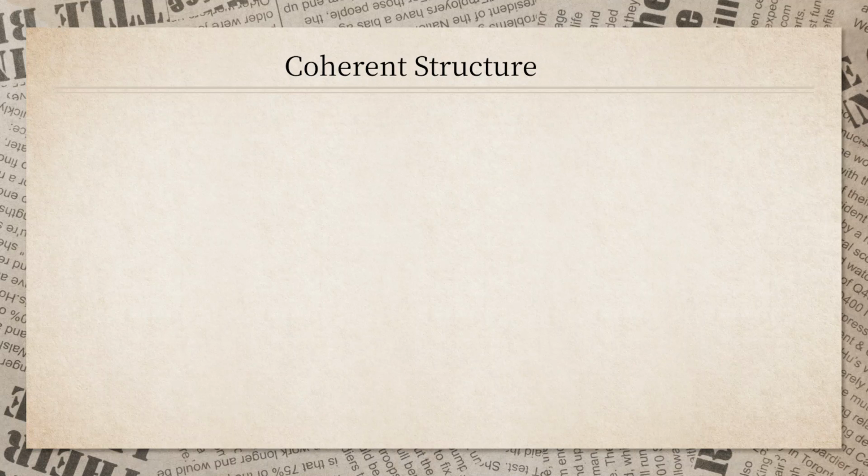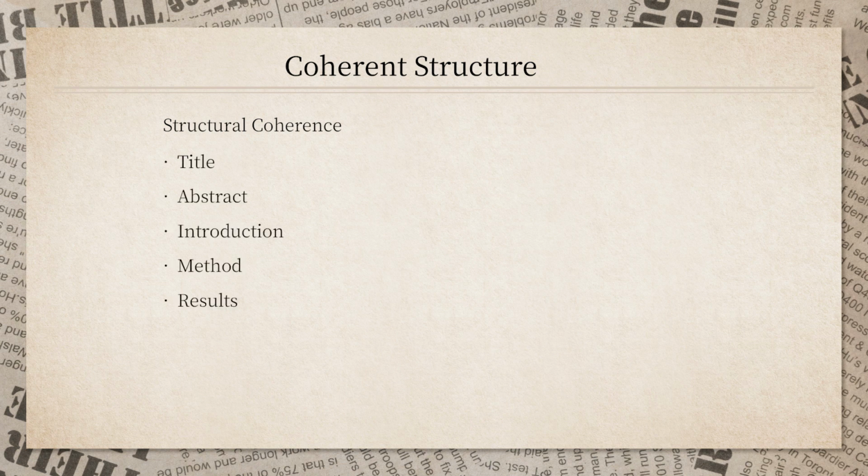Now, as I described earlier, the structural coherence for typical academic writing includes 8 parts: the title, the abstract, introduction, method, result, discussion, conclusion, and references. That's for the structural coherence. Let's look at the lexical coherence. That means in terms of the language structure, what is expected of a writer.